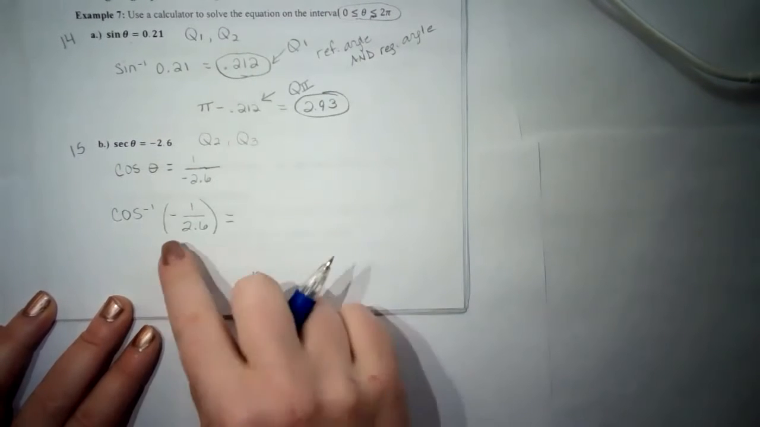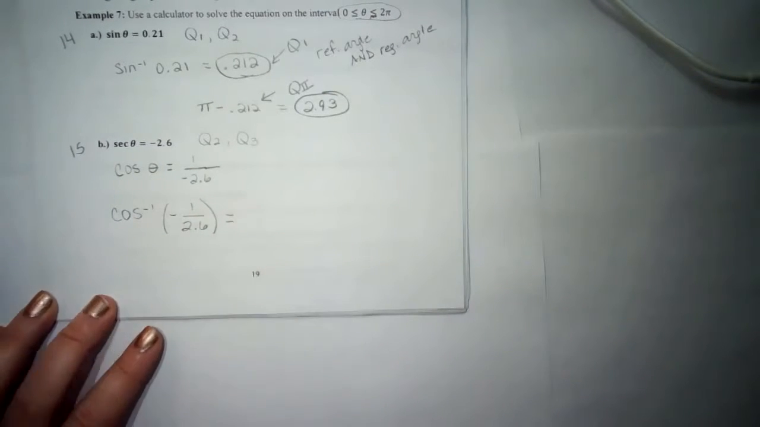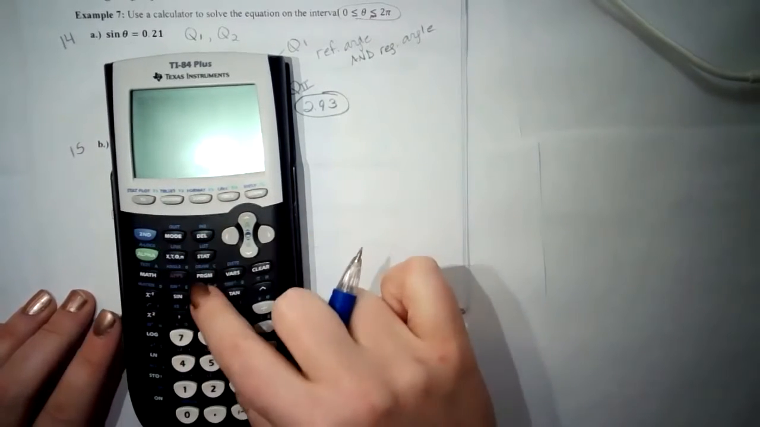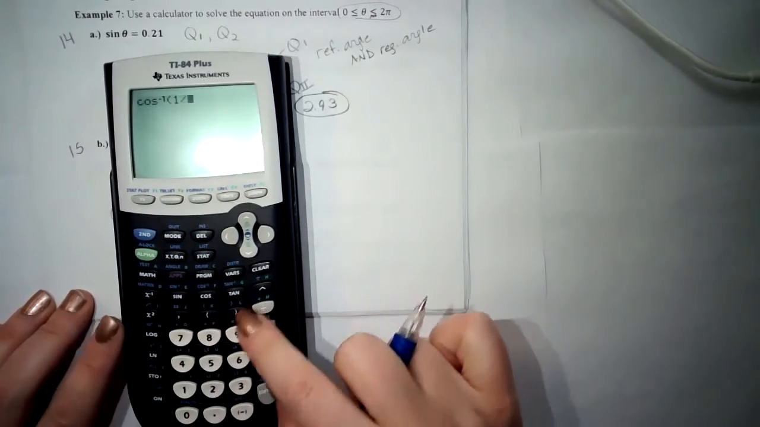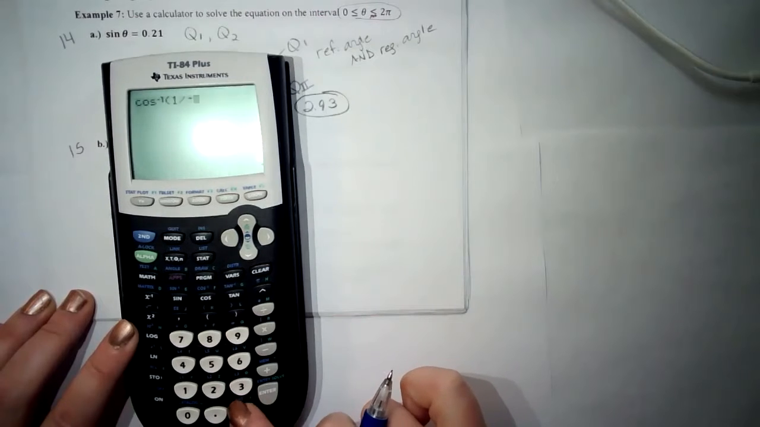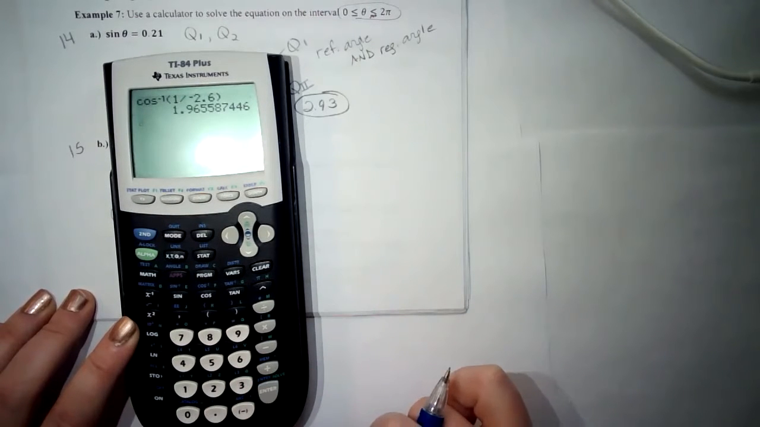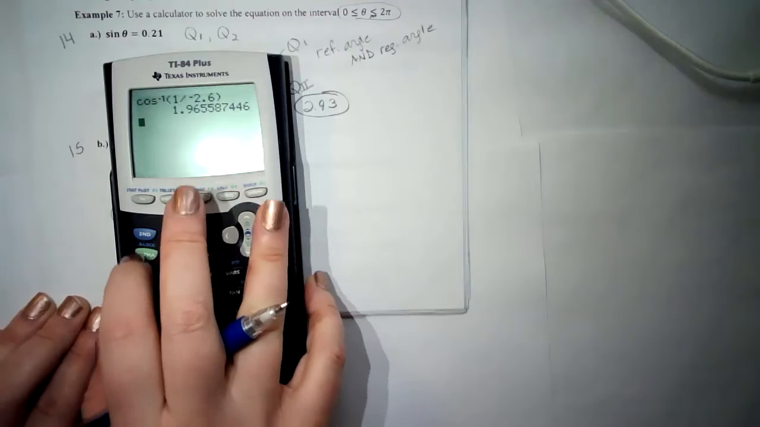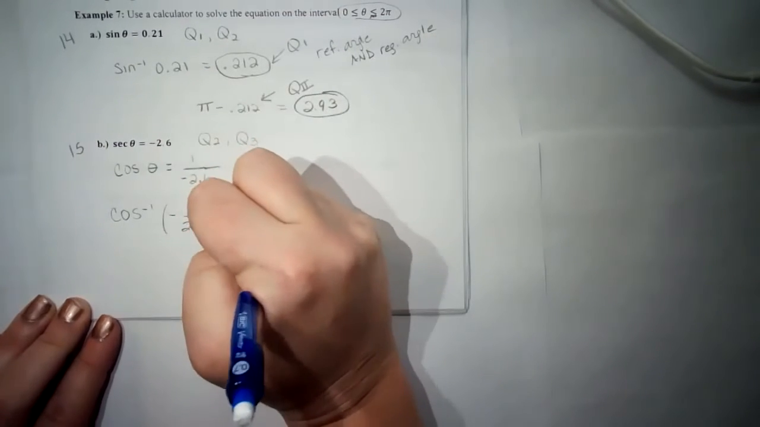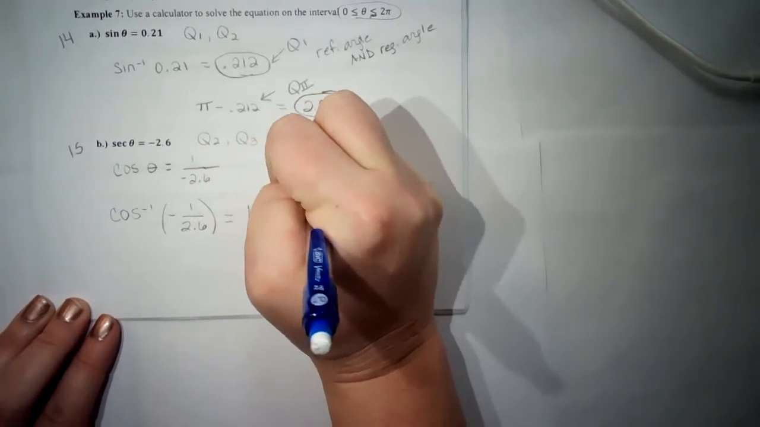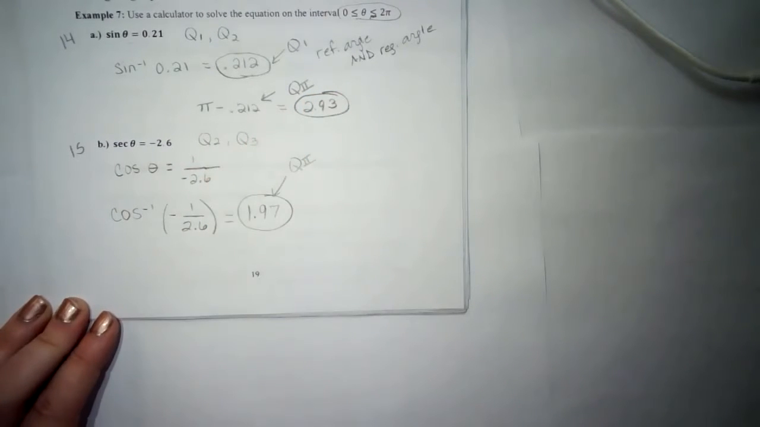Okay, so when you put this into your calculator, and if you want to see me do that, I can do that. We're going to do secant inverse: 1 divided by negative 2.6. You can put your negative anywhere, and you get 1.97. This value that you got here is your quadrant 2 answer. So you immediately get one of your answers.